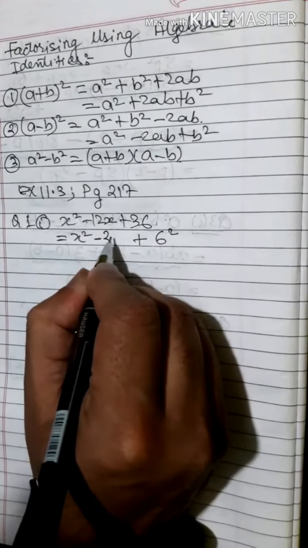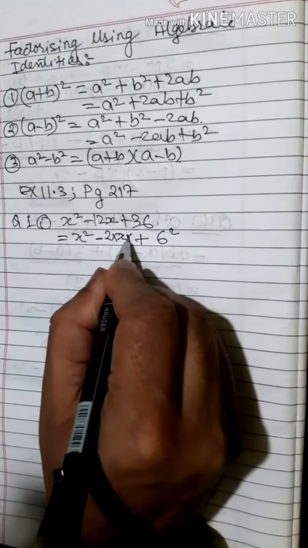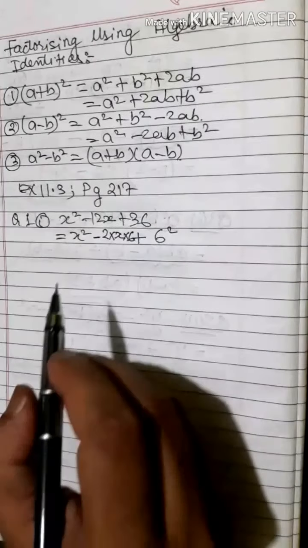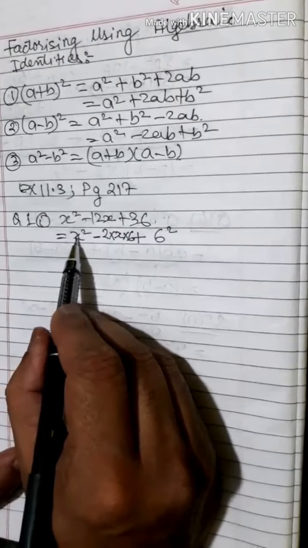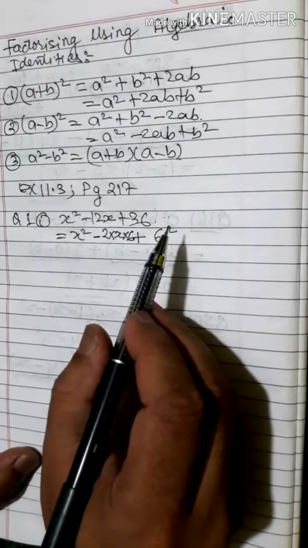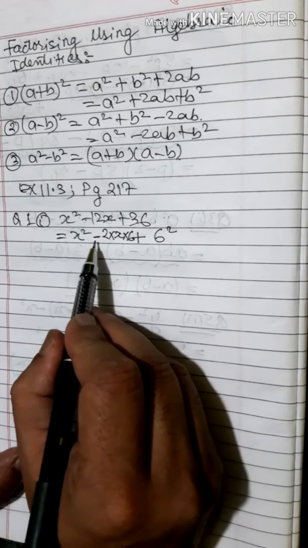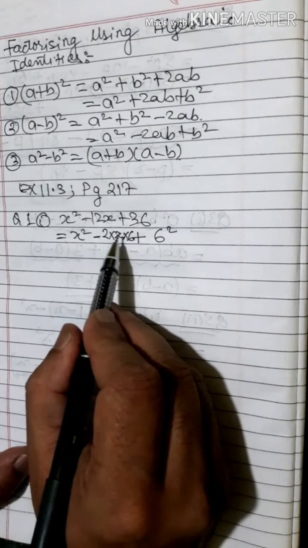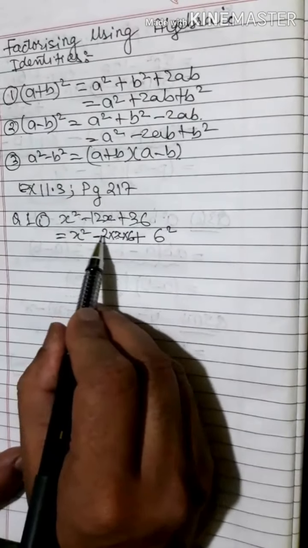Now we need to write 2 into what is our a, which is x, into what is our b, which is 6. Now let us check whether whatever we have written satisfies the question or not. x square, fair enough. 6 square, 36, fair enough. Now the middle term, we need to get minus 12x. So we have a minus here. Now 2 into x is 2x, and 2x into 6 will give us 12x. So we have not made any changes here.